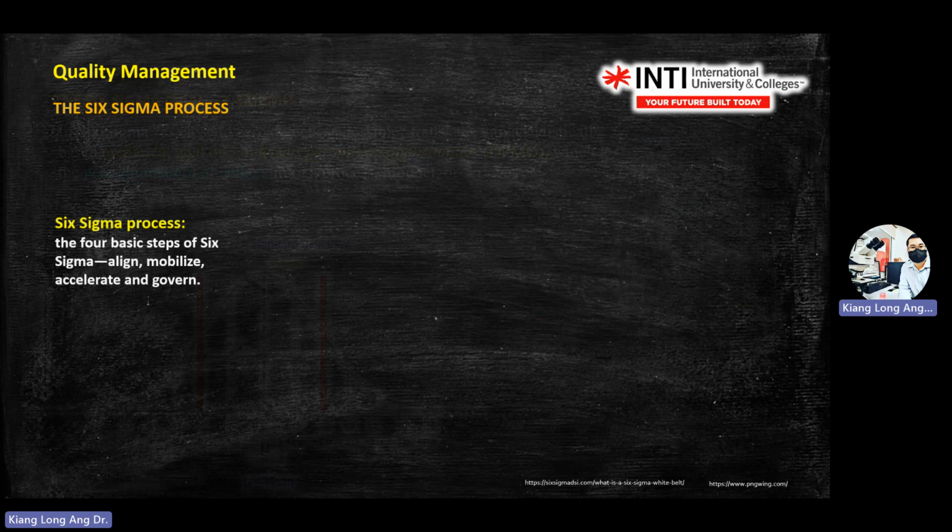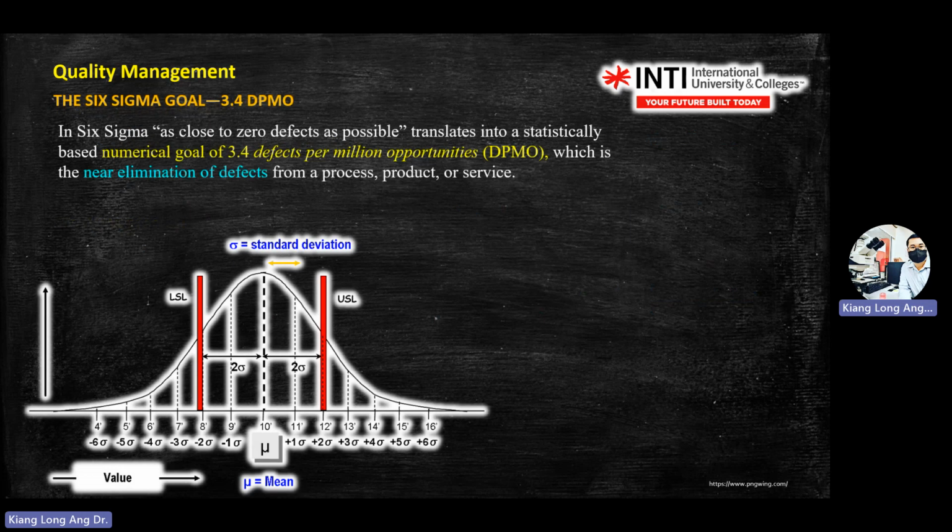Okay. Then there is one acronym, DPMO. This is the numerical goal of Six Sigma: they want to achieve 3.4 defects per million opportunities. DPMO is defects per million opportunities. I mean, out of 1 million pieces, maybe 3 to 4 pieces are defective. DPMO.